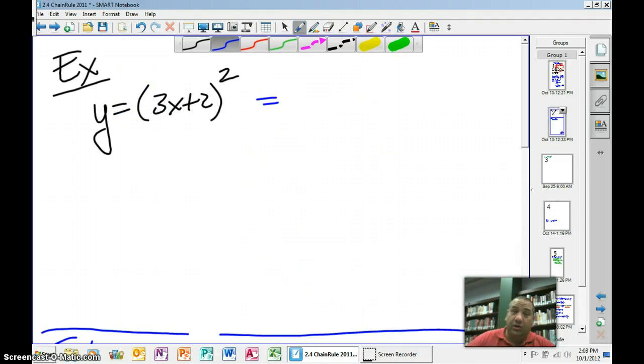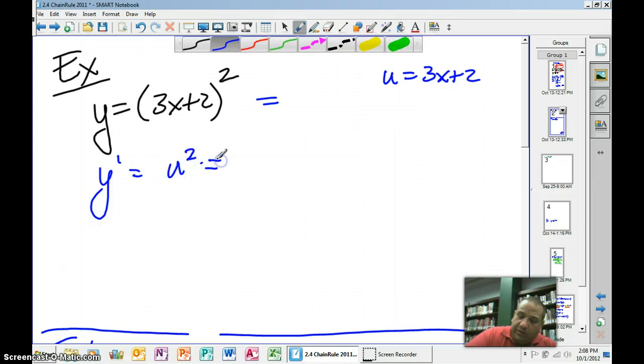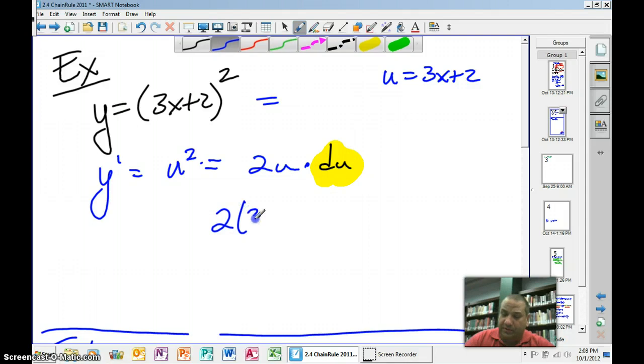There it is. All right, you got it? u equals 3x plus 2. So y equals u squared, and y prime equals 2u times du. Don't forget the times du. I'm going to highlight it. So now it's just going to be 2 times 3x plus 2 times du. Well, we never got du. What's du? It's got to be 3.